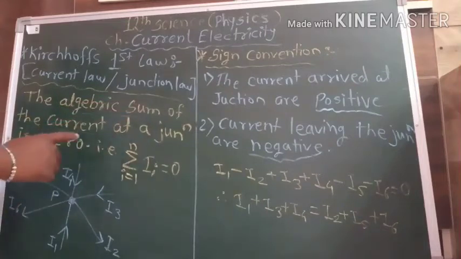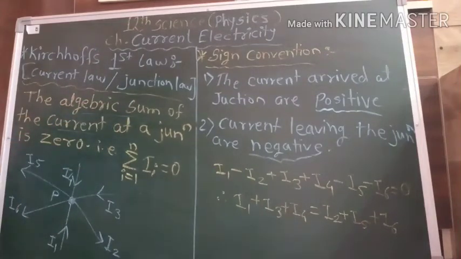The algebraic sum of current at that junction. Junction means the current can be split at that point in the electrical network or electrical circuit also. The total current leaving that junction and the current arriving at that junction are equal, or the summation of that current is 0. That is Kirchhoff's first law. It is called the current law or the junction law.